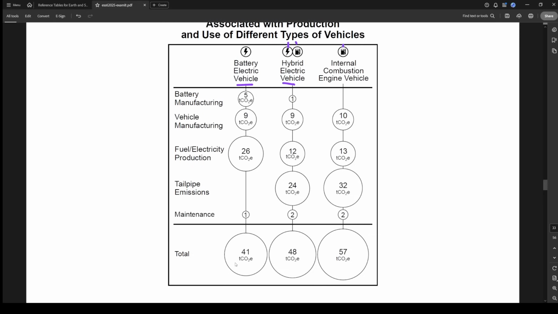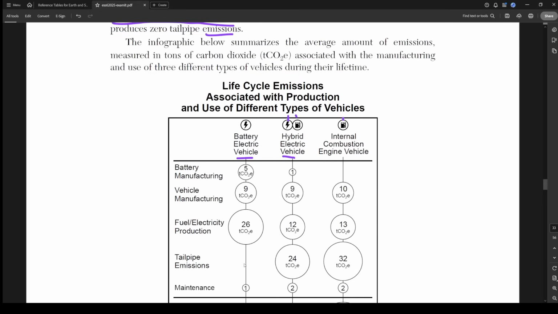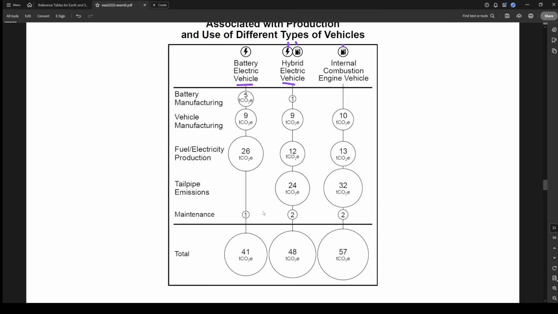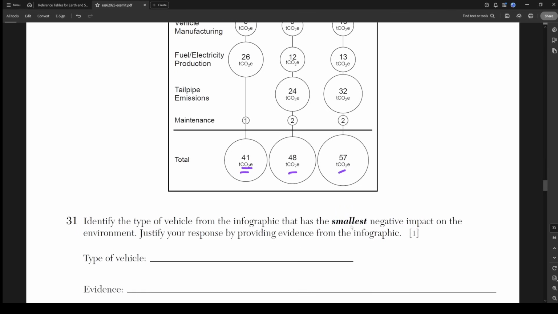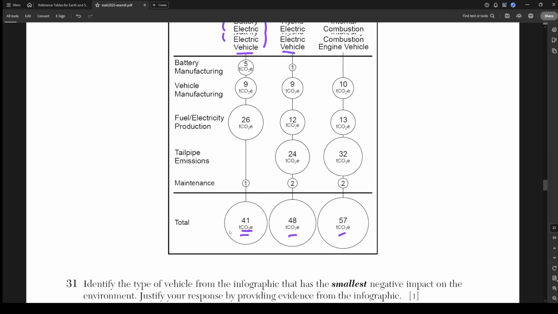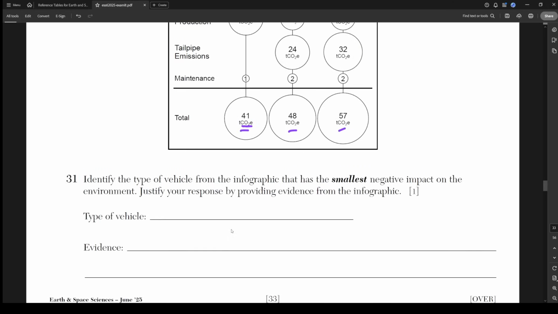And then it tells you the total amount of emissions, I guess, associated with the manufacturing. So you could see 41. So the battery electric has the least cost to emission. You can see the battery actually costs a little bit to manufacture. And then the hybrid is second, and the internal combustion engine one is third. Okay, we knew that. Which has the smallest negative impact on the environment? Okay, it's the battery electric.